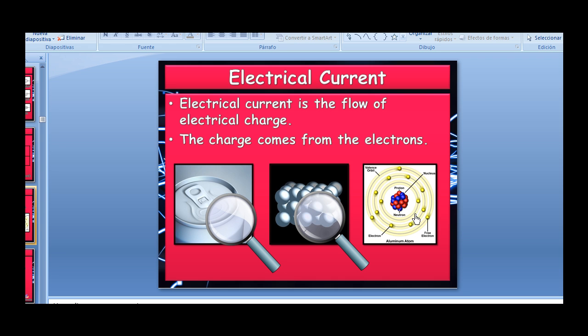The electrons are so far away from the center of the atom that they're relatively easy to transfer from one place to another. So when we talk about static charge building up in places, or when we talk about conduction of electricity, that's all done by the electrons.